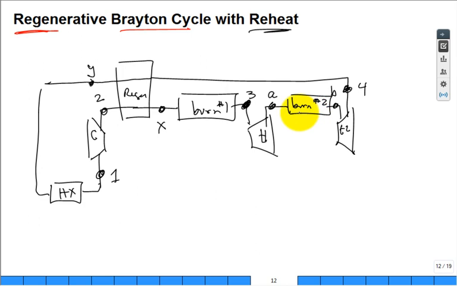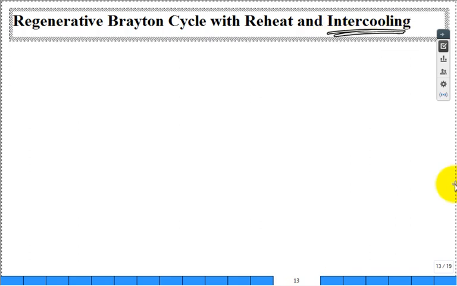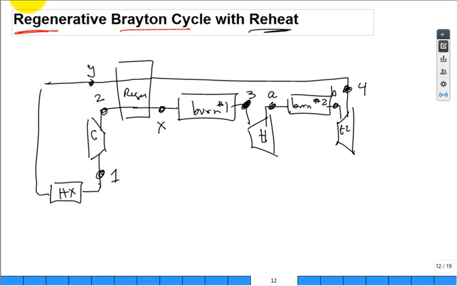So why is this good for performance? Again, heat into this working fluid at high temperature is always good for a heat engine. Always good. That's shown in the Carnot cycle. Well, we could also now enhance the performance with an intercooler. The intercooler is going to be added right here. So we've put in two turbines. Guess what they're going to do? They're going to put in two compressors.